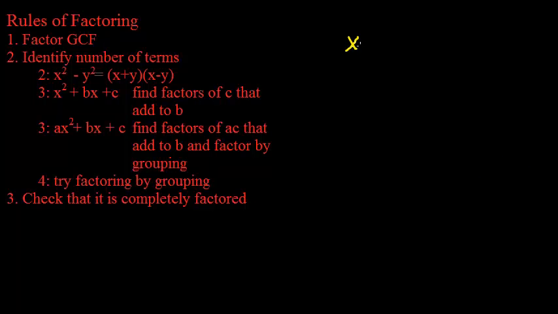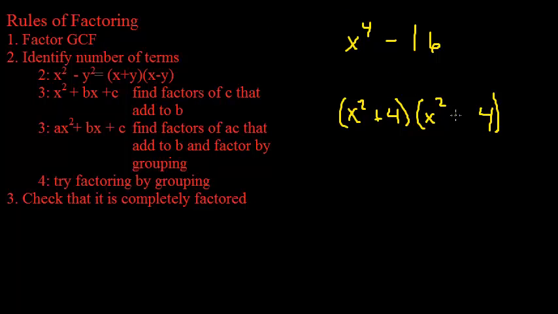Say for example we have x to the 4th minus 16. Here, these are both perfect squares. There is no greatest common factor, so I can go to my difference of squares. Right? My first term then is an x squared, and that's the square root of x to the 4th. My last term is a 4, and I have one positive, one negative.